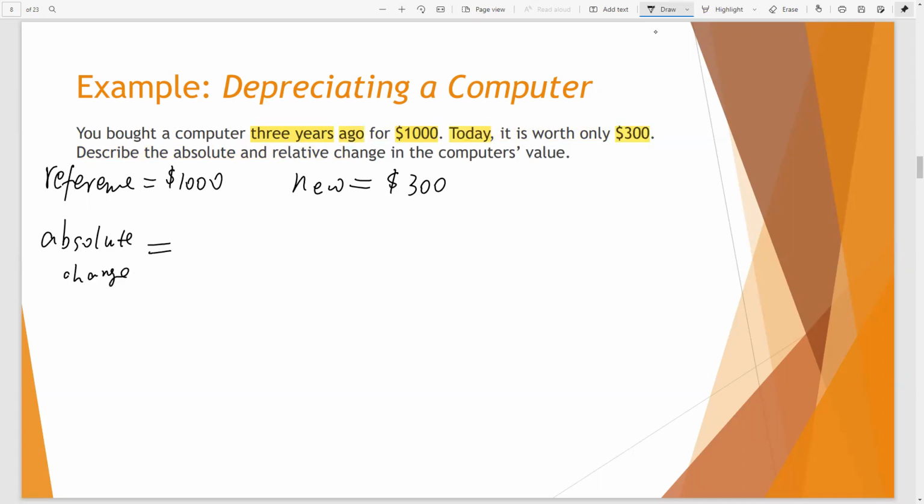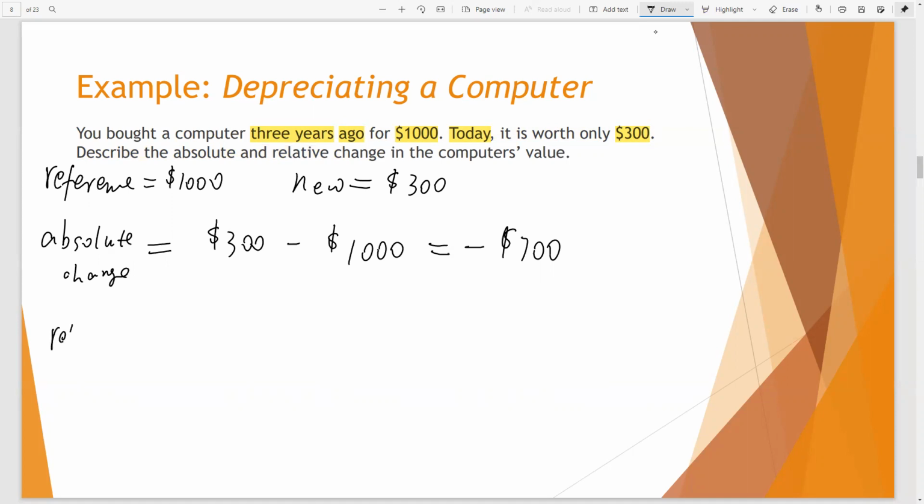So we have the absolute change, that's the new value minus the reference value, always, right? Doesn't matter which one is big, which one is small. And we find its negative value, negative $700, which means the negative sign here means the value has actually decreased by $700.